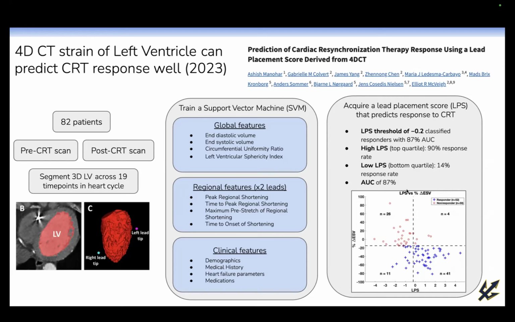Just to give you all some quick results from the study, an LPS threshold of minus 0.2, the threshold they defined, gave an 82% accuracy AUC curve. That becomes important very soon. Subjects in the top quartile had a 90% response rate, and in the bottom quartile a 40% response rate. So in conclusion from this whole study, 4D CT-derived LPS maps may help personalize CRT planning and avoid implanting devices in non-responders.